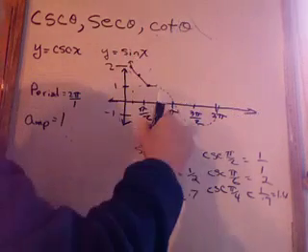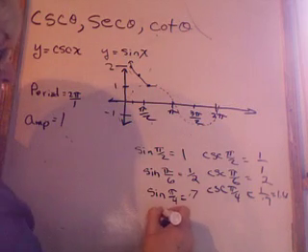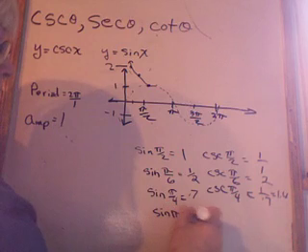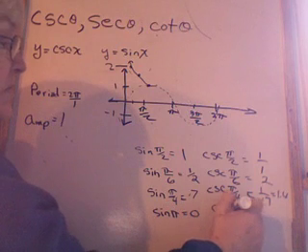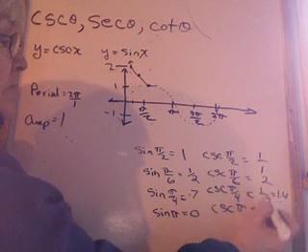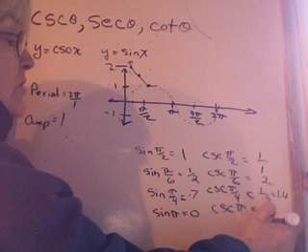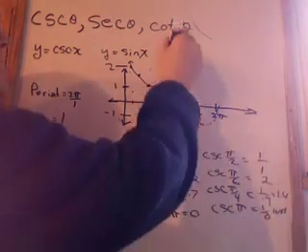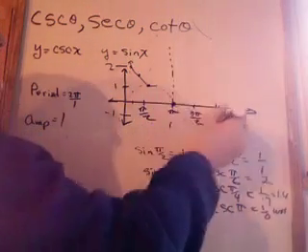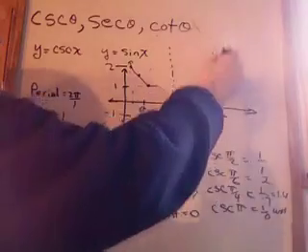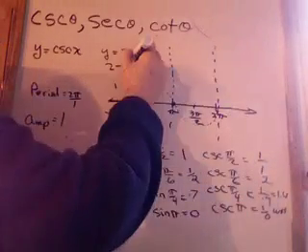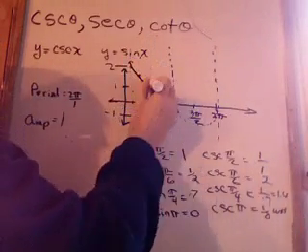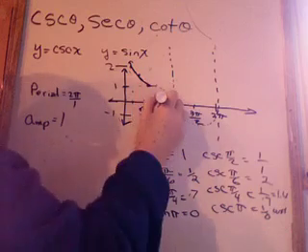What happens at pi? The sine of pi was 0. What's the cosecant of pi? What's the reciprocal of 0? 1 over 0, undefined. It's important to find those undefined parts in the graph. What do you think is going to happen at 2 pi? Undefined again. So you can see my sketch is going down to this point. What do you think happens after this point?